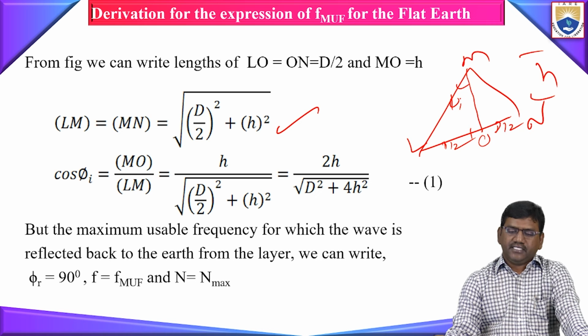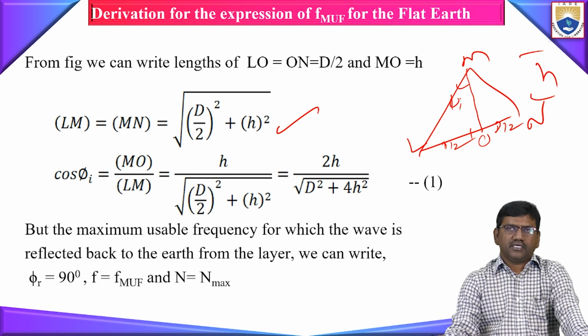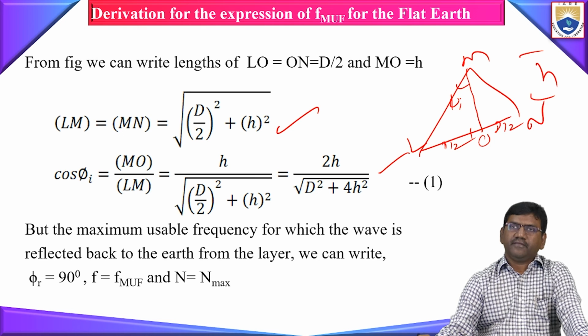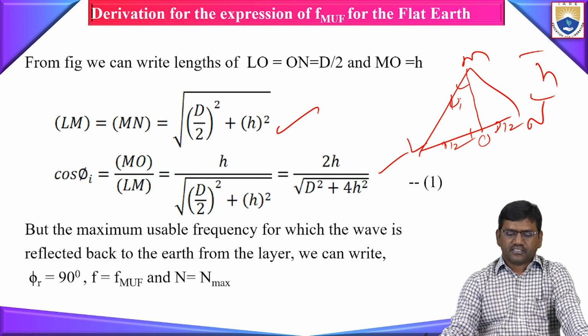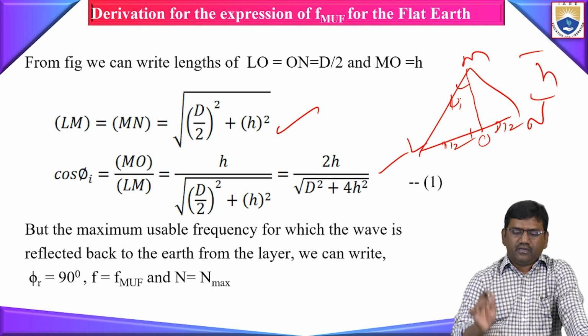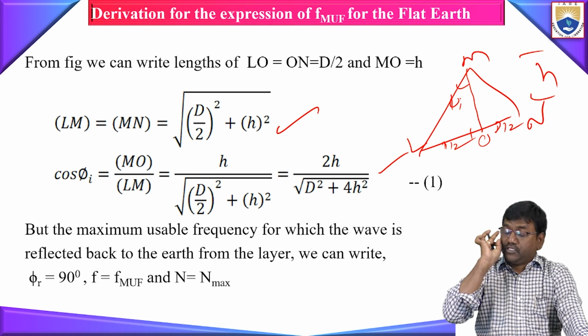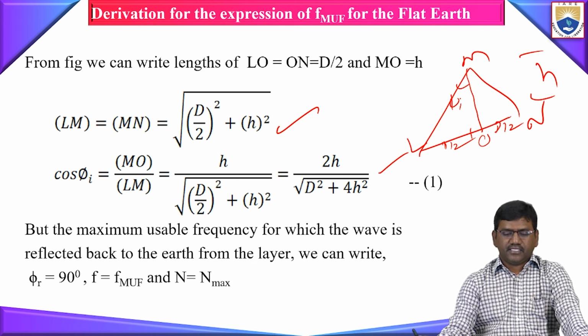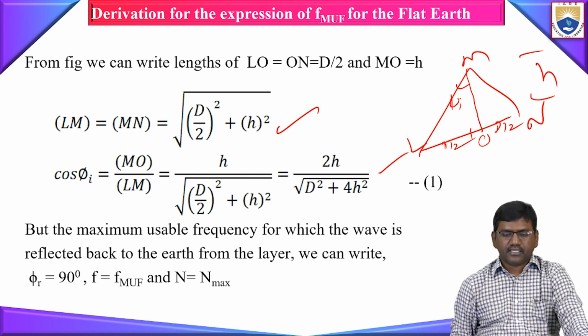So MO is nothing but the height from the surface to the layer. So h by root of (D by 2) whole square plus h square. So simplifying, we get 2h by root of D square plus 4h square. So for the maximum usable frequency, we know that the angle of reflection is 90 degrees.